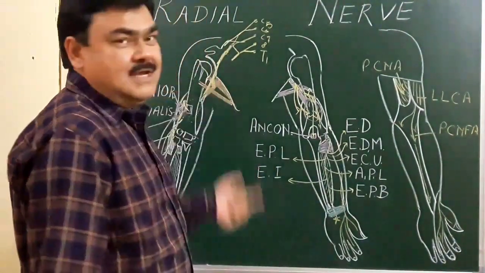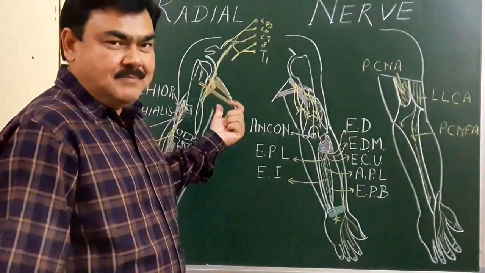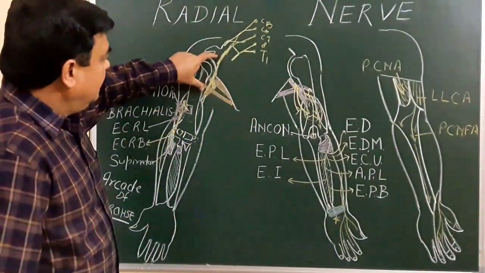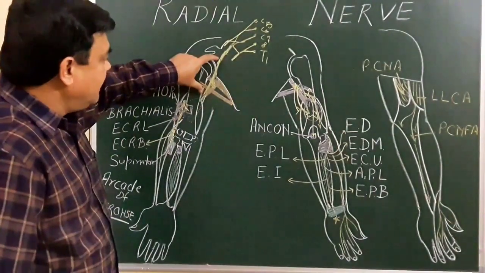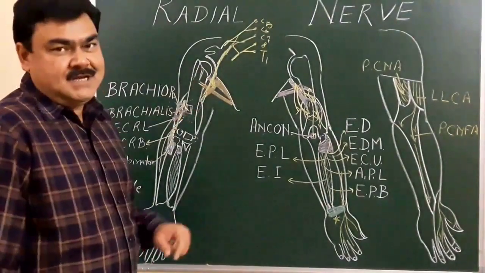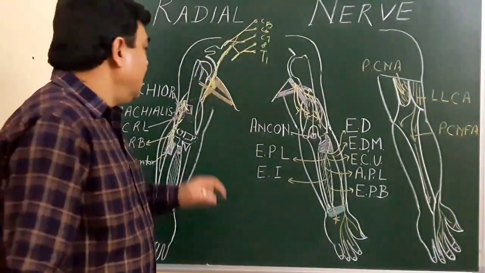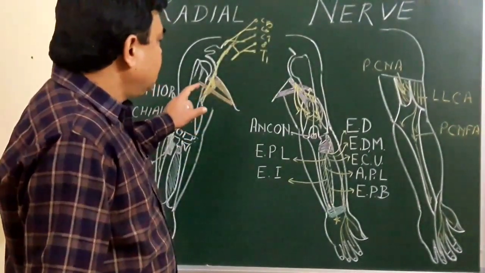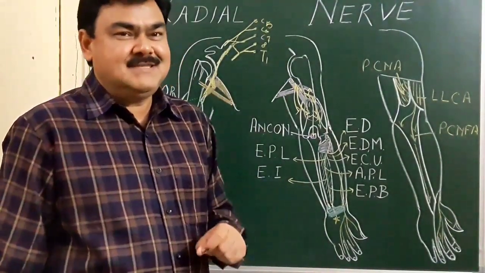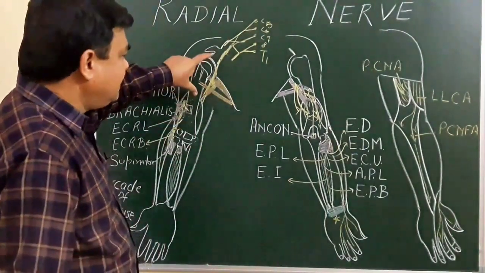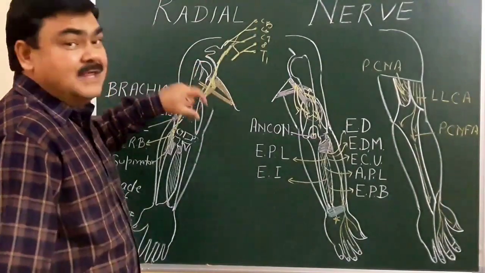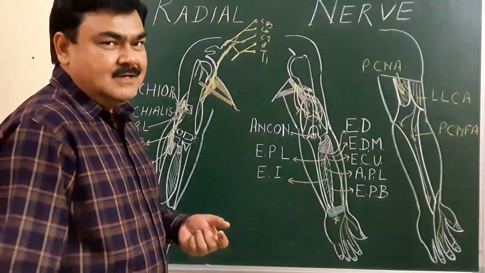Here you have seen the course and relations of the radial nerve. Now, the radial nerve is present in the axilla. In the axilla, it may be compressed in crutch users, which is known as crutch palsy. In crutch palsy, this nerve is compressed here, and what will be the effect of the compression?